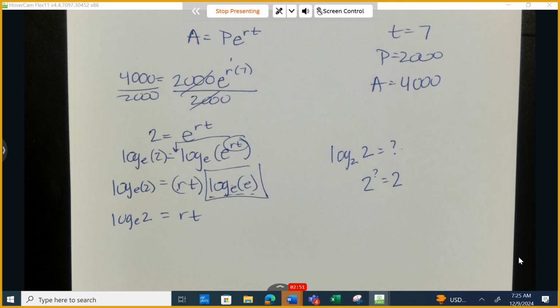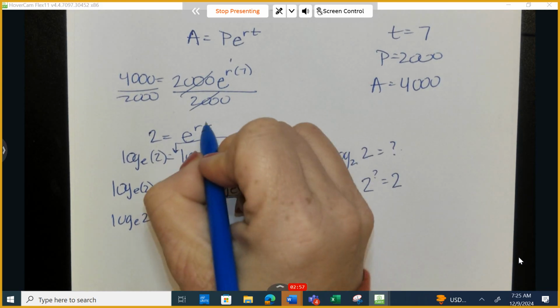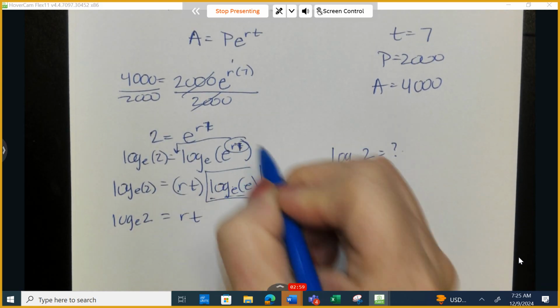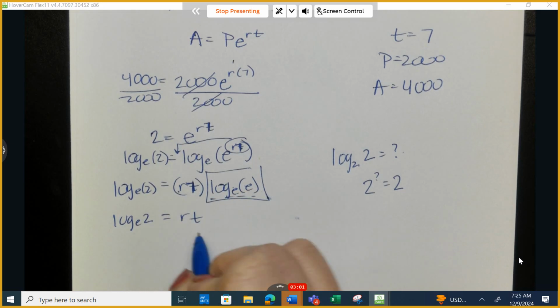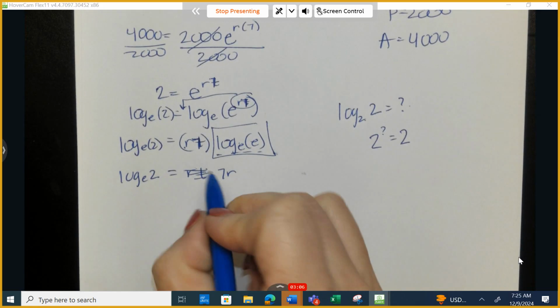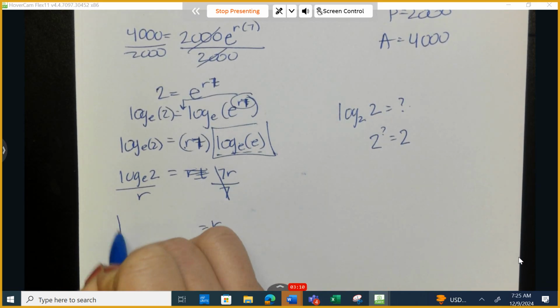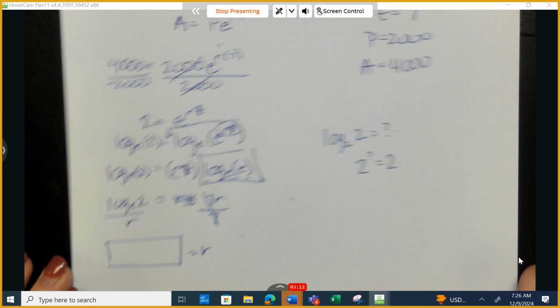My goal is to solve for the r, and by the way, my t in this problem is actually 7. So I meant to put a 7 here. Let me go back and change this to a 7. So in this position right here, I really have 7r, or r times 7. Now I'm going to divide both sides by 7, and what I get over here is going to be my rate. How do we plug this in?